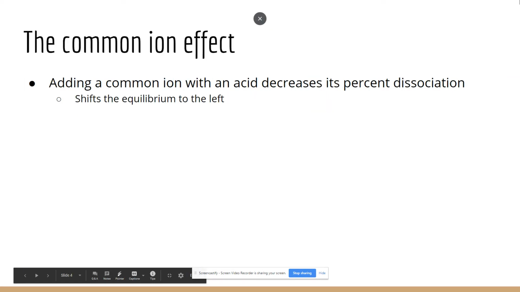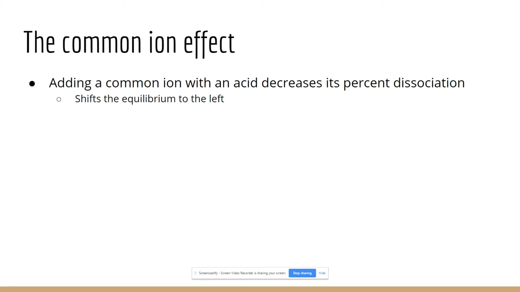Pause here. The common ion effect is really just a fancy word for what we just talked about. If you add what's called a common ion, which is typically the conjugate base of an acid, it's going to decrease its percent dissociation, which just makes sense based off Le Chatelier's principle.